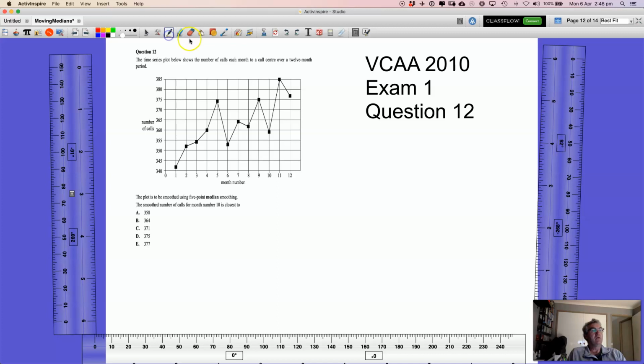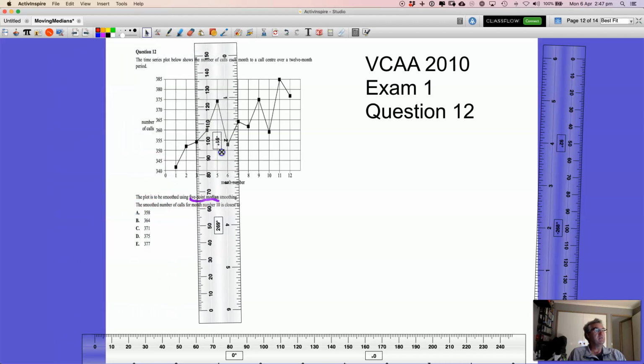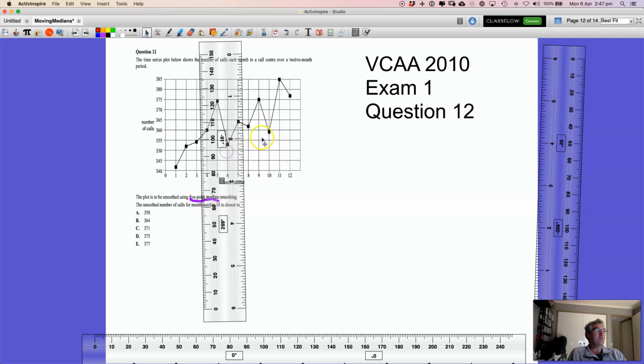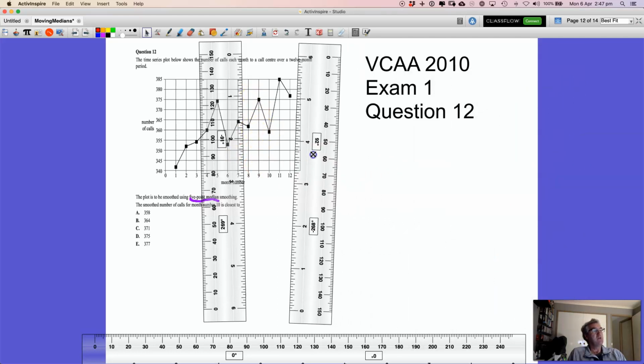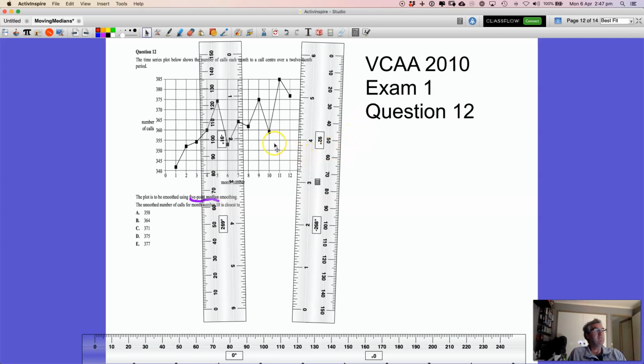Right. Okay, now the question's looking for 5-point median smoothing, or just 5 median smoothing, and we're looking for month 10. So effectively month 10 means I need 2 data points before month 10, 2 data points after month 10. I'll have a total of 5. 1, 2, 3, 4, 5.